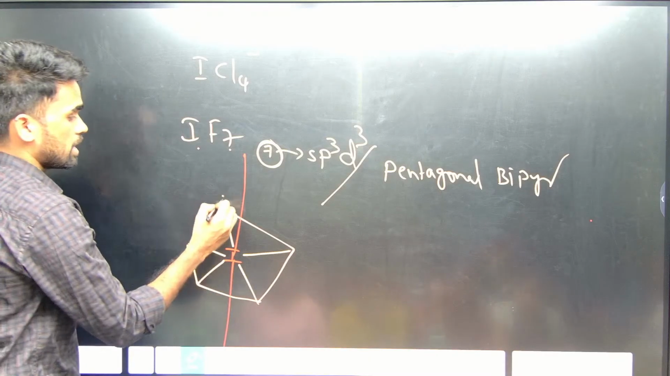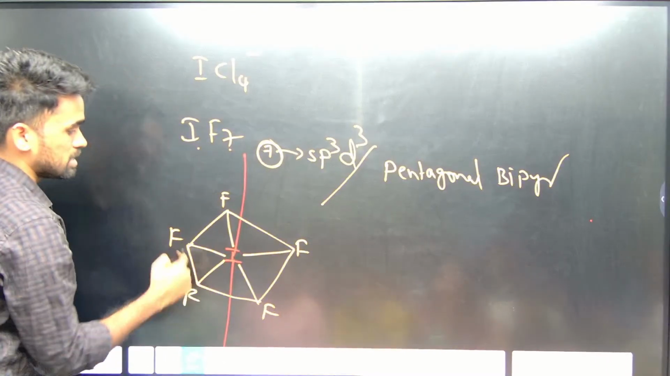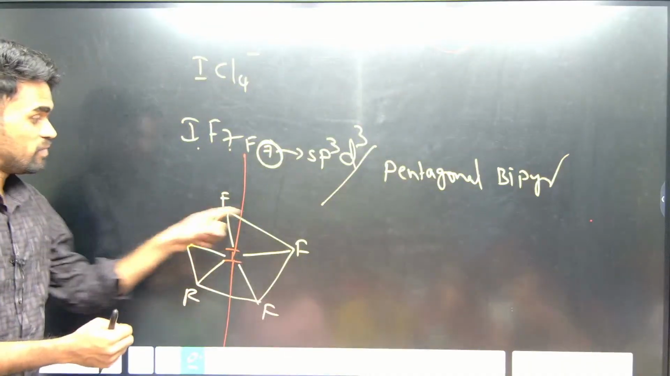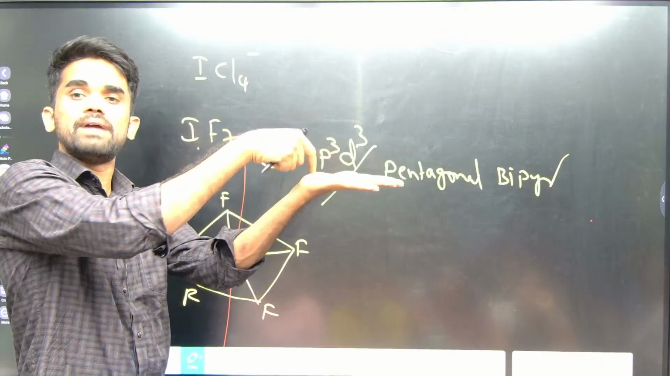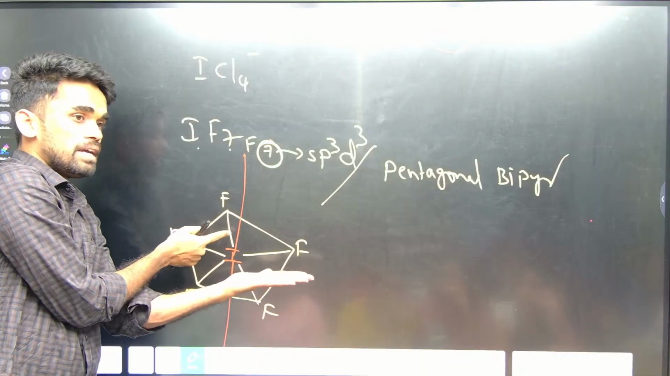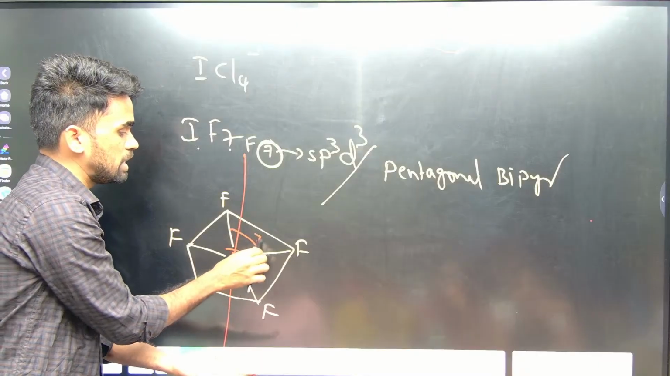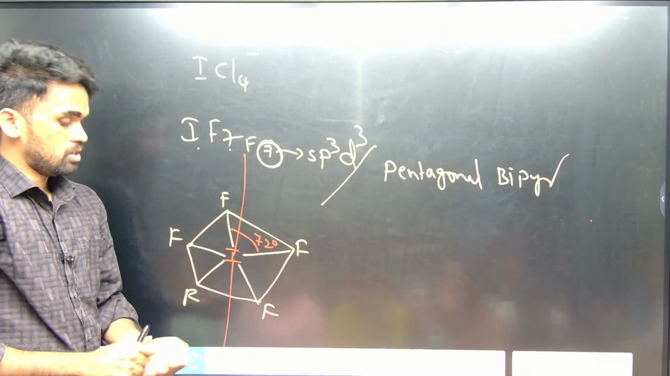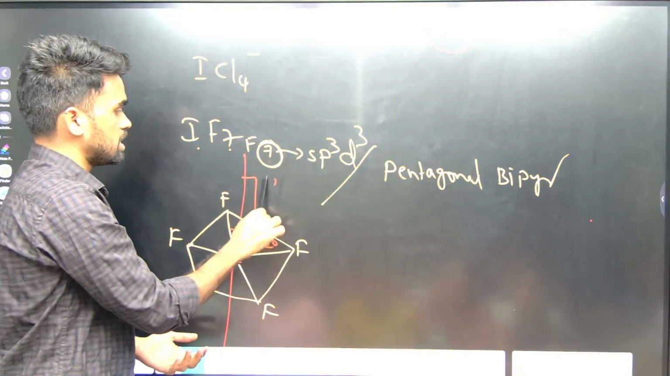Now again, if I ask you, what is the angle between 2 fluorines of this yellow color? See, above, below also fluorines are there. But within the plane we have a pentagon, like just in my hand I am taking a pentagon. So what is the angle between the fluorines in the pentagon? From here to here it is 72 degrees. Between this pentagon and the above one? 90 degrees.